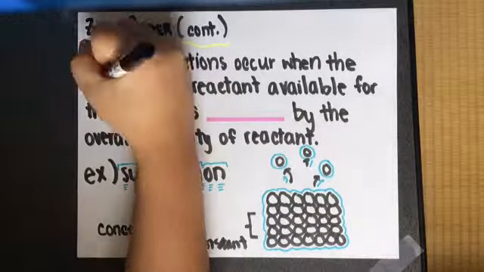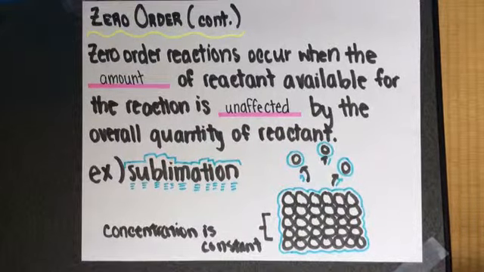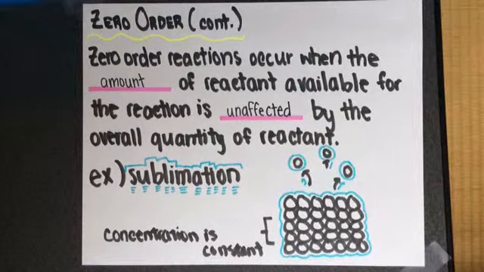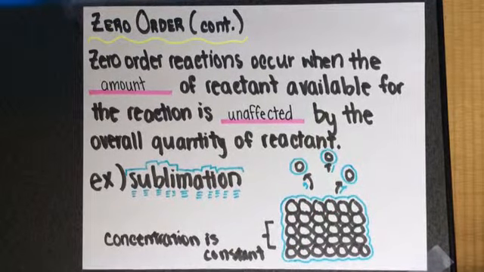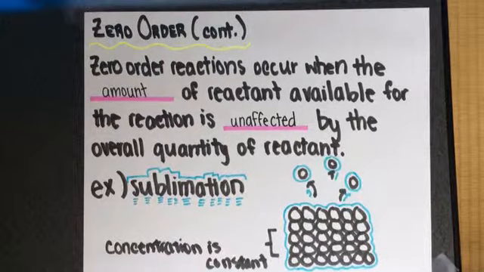Zero-order reactions occur when the amount of reactant available for the reaction is unaffected by the overall quantity of reactant. For example, sublimation is normally zero-order because only molecules on the surface can sublime, and their concentration does not change as the reactants are consumed.